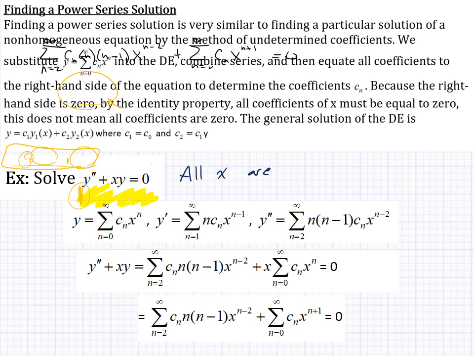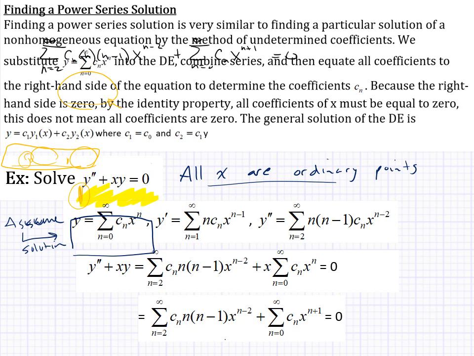All x are ordinary points. So we could find a power series solution. We can assume that this is the solution, which is a power series centered at 0. 0 is an ordinary point, because all x's are ordinary points. So all values, all x sub 0, I should say x sub 0, not x. All x sub 0 are ordinary points.